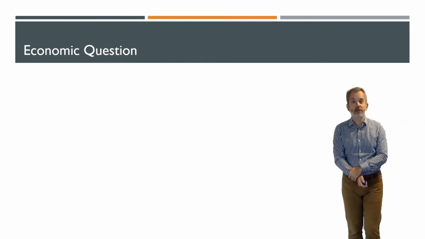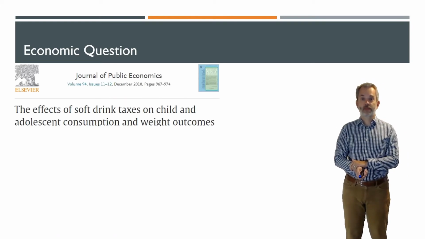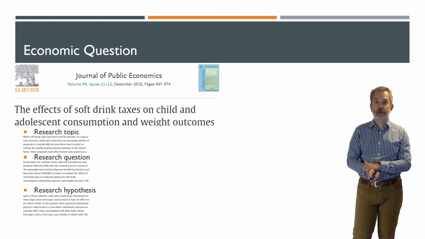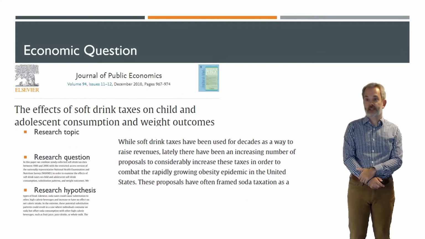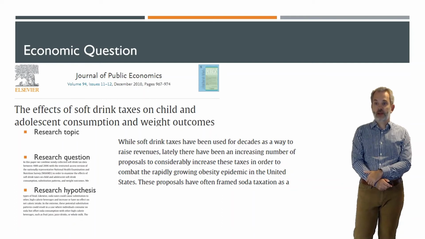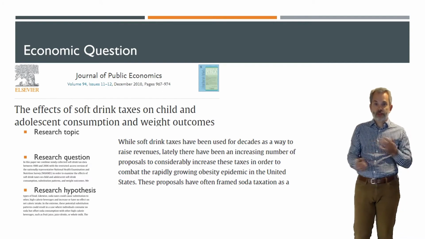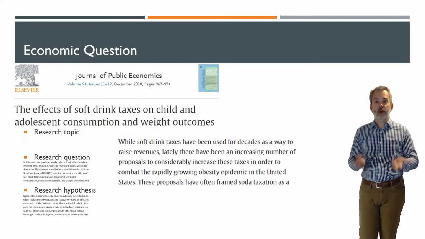So let's look at an example using the paper, The Effects of Soft Drink Taxes on Child and Adolescent Consumption and Weight Outcomes. We'll find the research topic, research question, and research hypothesis. The research topic, as you can see here: while soft drink taxes have been used for decades as a way to raise revenues, lately there's been an increasing number of proposals to considerably increase these taxes in order to combat the rapidly growing obesity epidemic in the United States. So the research topic for the paper is soft drink taxes, and if you want to narrow it down a little bit, the effect of soft drink taxes on obesity.